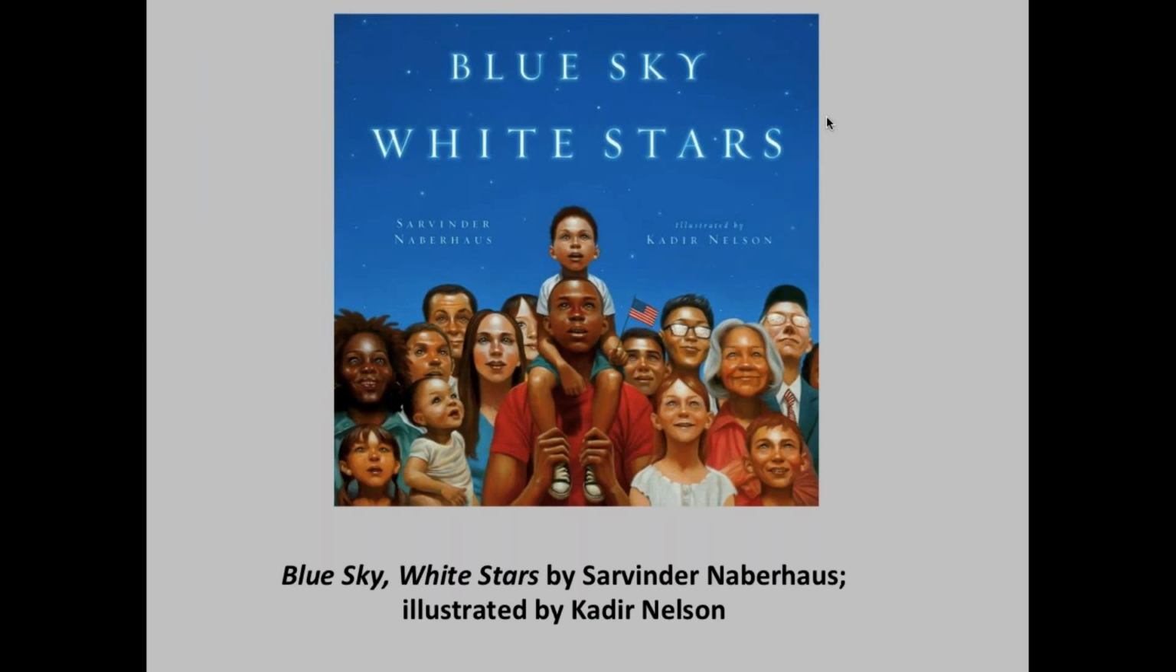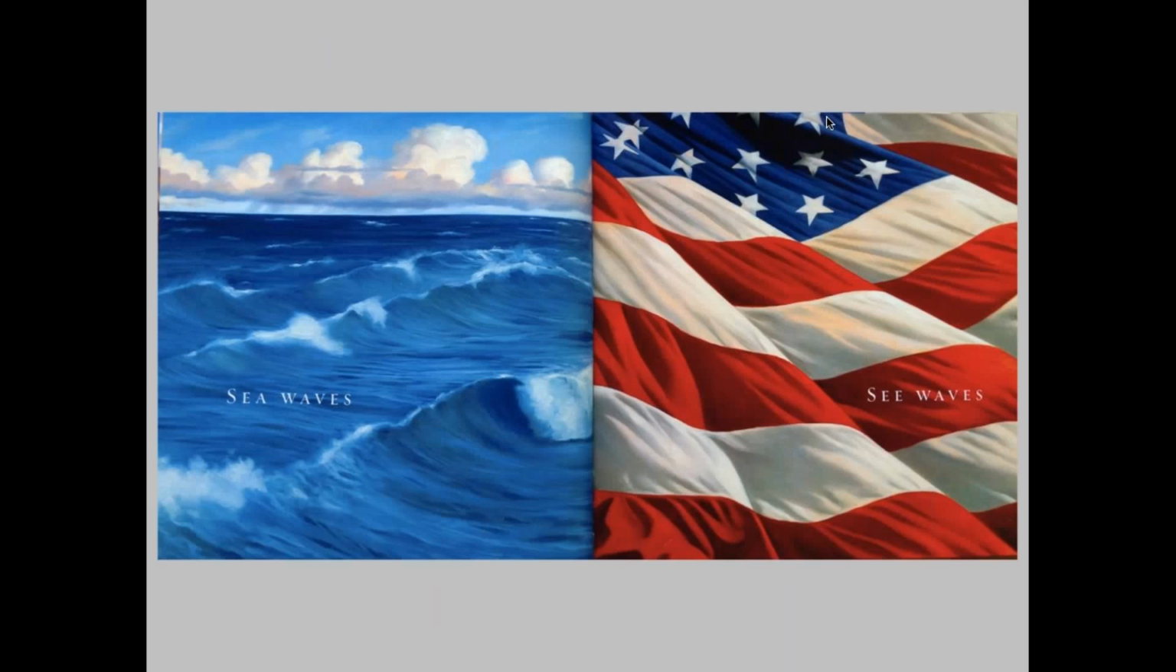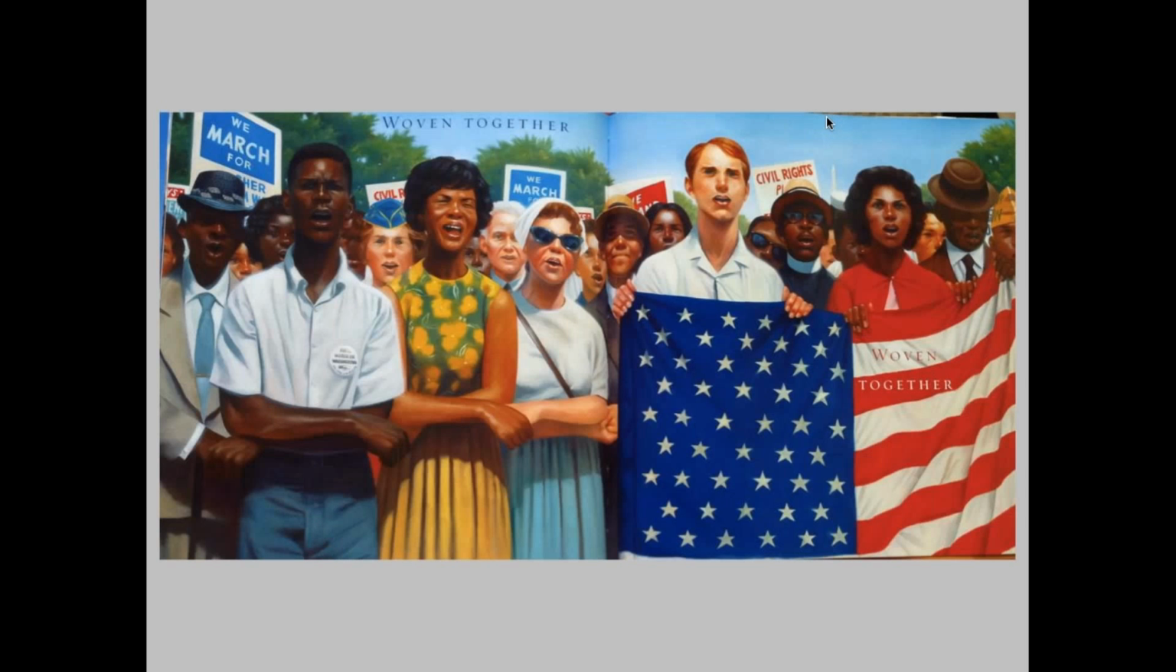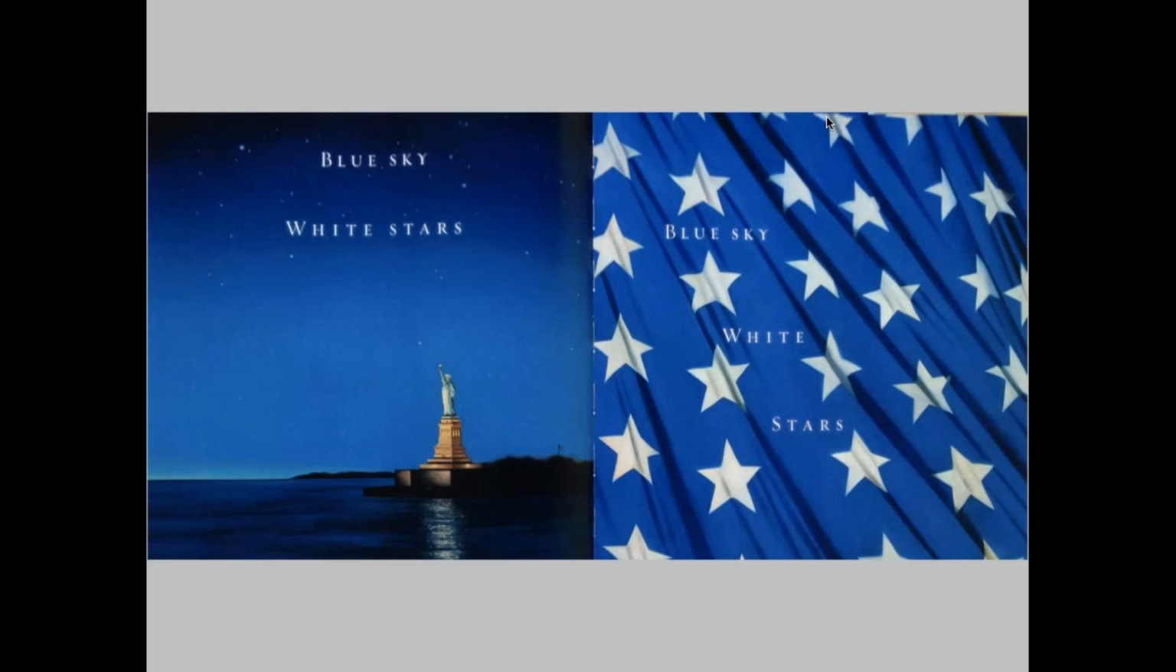Another book which is a great introduction to the topic of immigration, Blue Sky, White Stars, with amazing illustrations by Kadir Nelson. And kind of plays on words, homophone, sea waves, so together one nation, woven together, blue sky, white stars. And there's our symbol again of the Statue of Liberty.